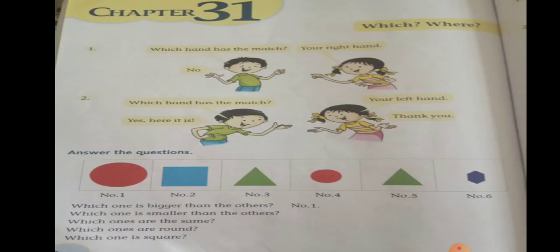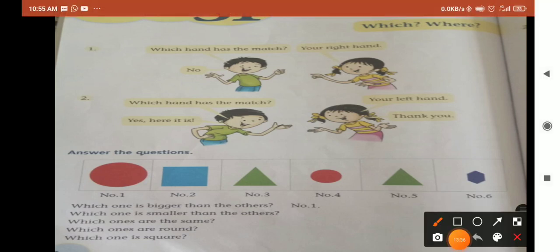Here are the words which. Which hand has the match? Your hand, your right hand. Here, the WH word which is used for finding the matchstick. So the girl says your right hand, so the boy says no, because there is not any match in his right hand.